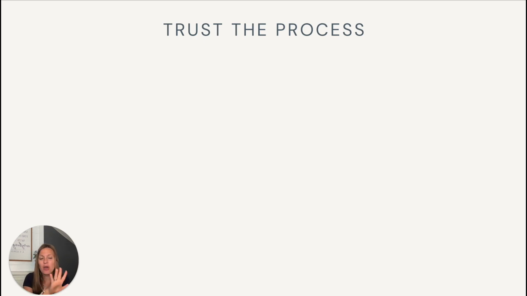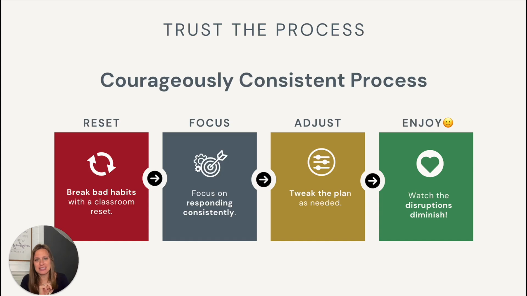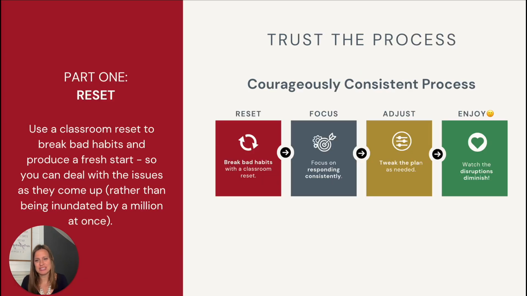And this is what we use in this step 2, put it into practice. This is the courageously consistent process that we walk teachers through and that you can use in your classroom as well. First, we do a reset to break bad habits. Then we focus on responding consistently. We adjust the plan as needed, and we watch the disruptions diminish. So let's talk through each of these.